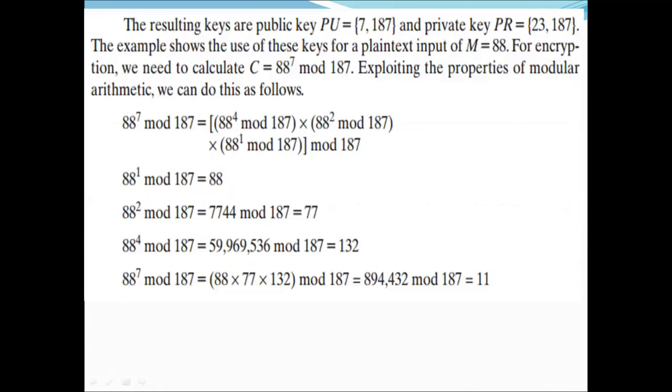So the resulting keys are public key PU equal to 7, 187 and private key PR equal to 23, 187. So that we can calculate C as 88 power 7 mod 187. This can be calculated by using modular arithmetic. The last row indicates that its resultant value is 11.